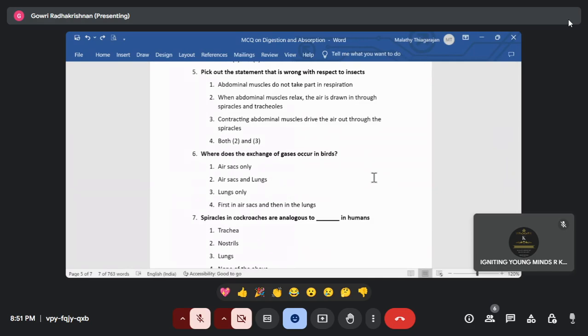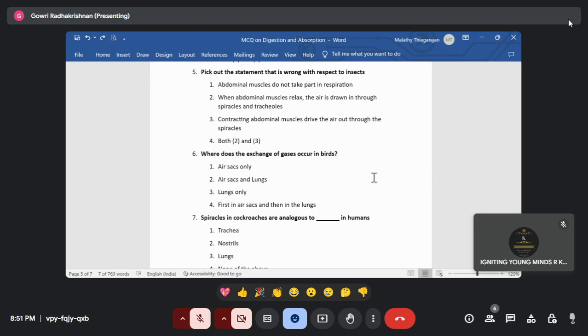When abdominal muscles relax, the air is drawn in through spiracles and tracheoles. Contracting abdominal muscles drive the air out through the spiracles. So they are all okay. The statement that abdominal muscles do not take part in respiration is a wrong statement. So option 1 is the correct answer here.